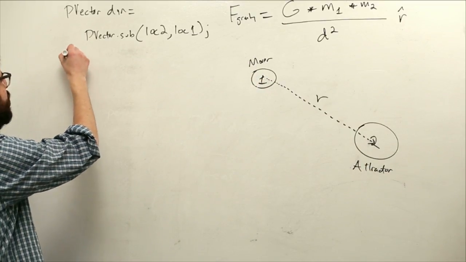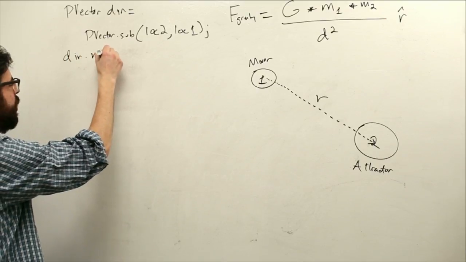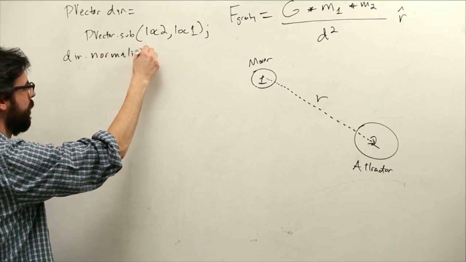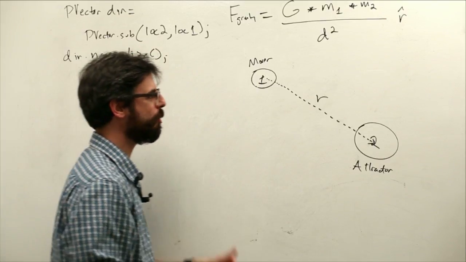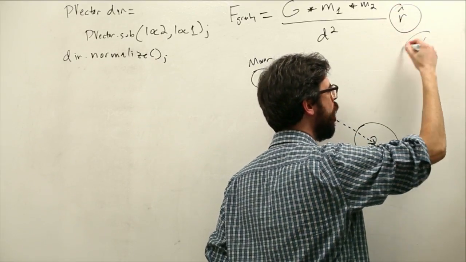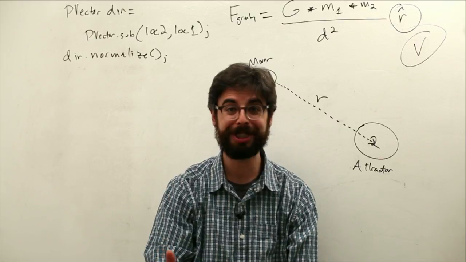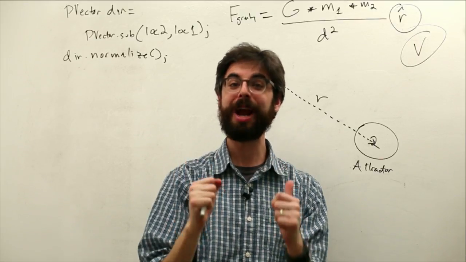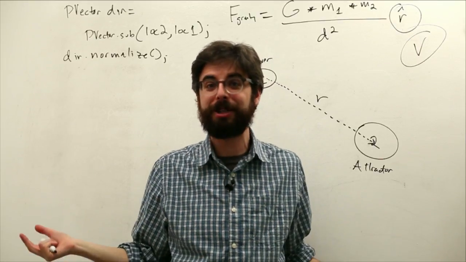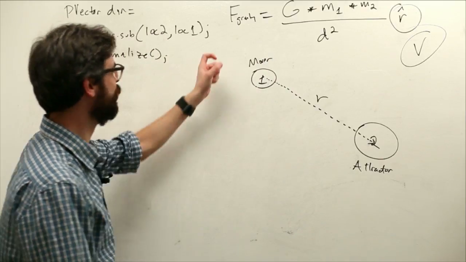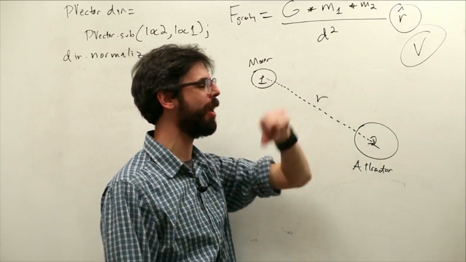So now we can say dir dot normalize, and dir is the direction. That's the unit vector r. We're done. So we have the force's direction. Once we have the force's direction, we just need to scale it according to its magnitude. What is its magnitude? G times n1 times n2 divided by distance squared.